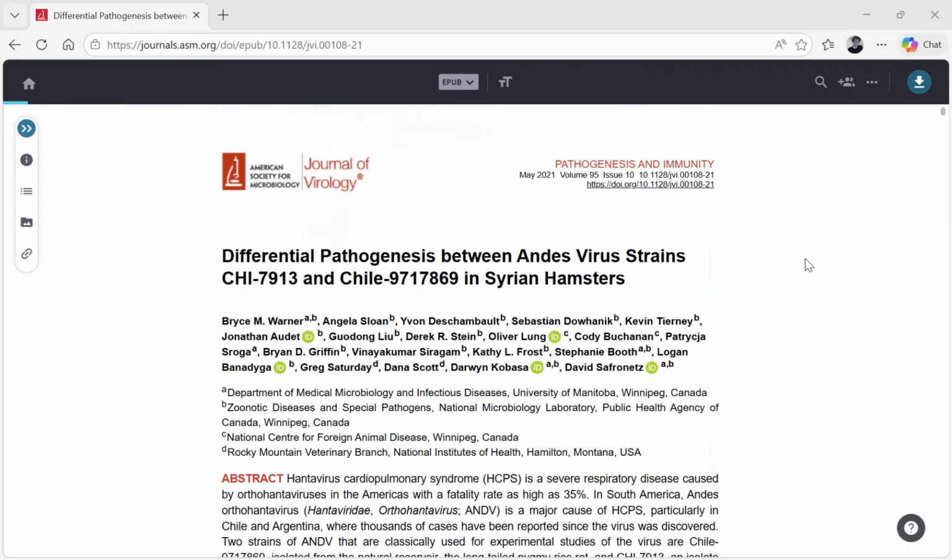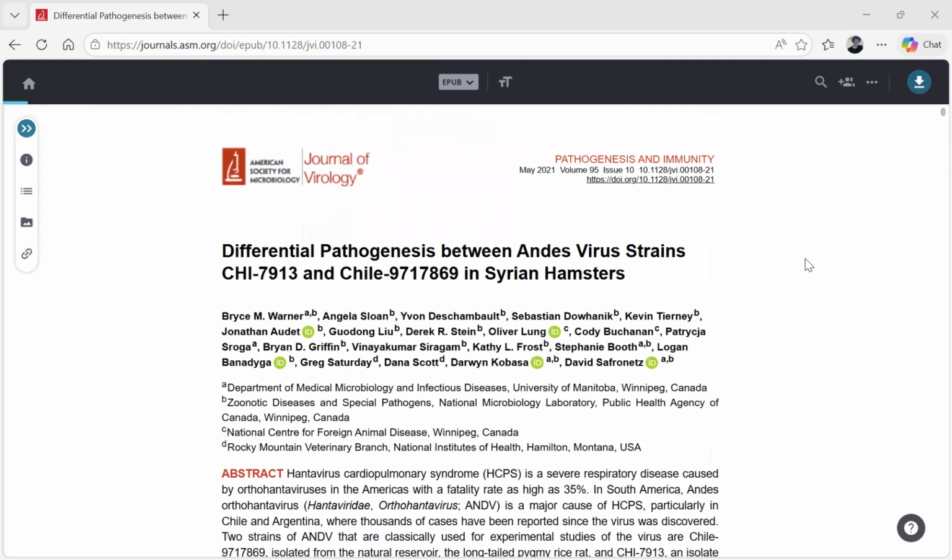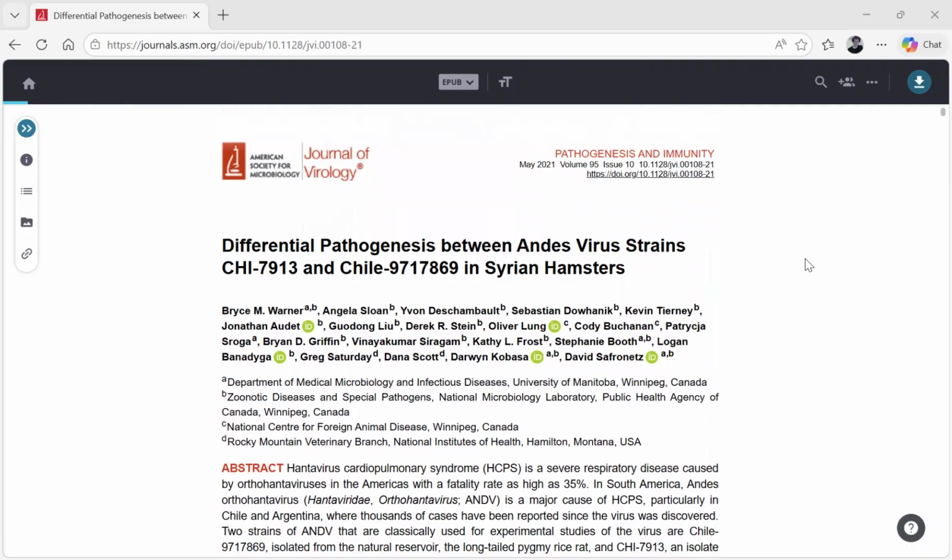This paper was published May 2021 and is dealing with the Andes virus strains. And there are two types. So this is dealing with what are the differential pathogenesis between the Andes virus strains CHI-7913 and Chile-9717869 in the Syrian hamsters.